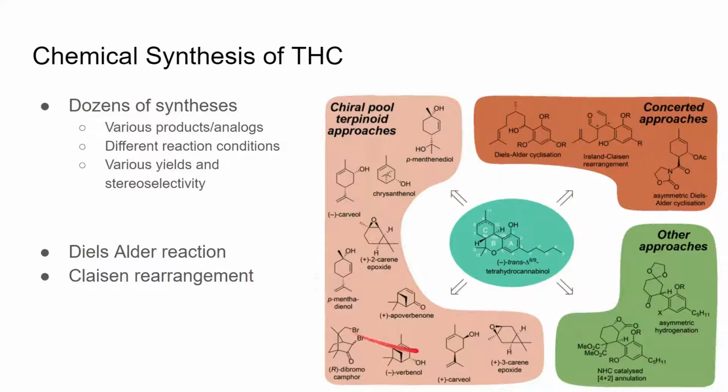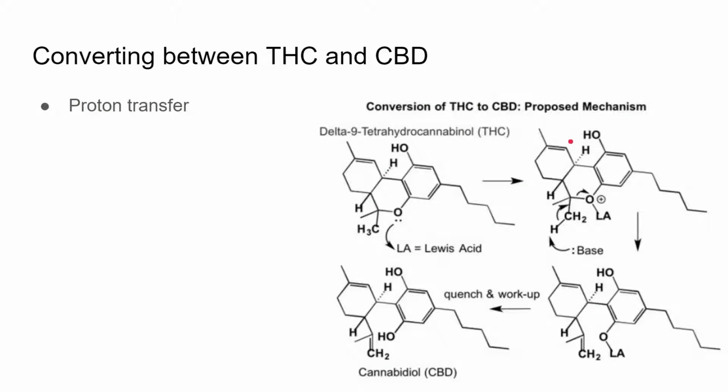There are many chiral approaches here, but two I would like to point out are the Diels-Alder reaction synthesis, where it undergoes reaction at this double bond, and then the Claisen rearrangement, which occurs at this oxygen. To convert from THC to CBD, it's a very simple proton transfer, where this oxygen's lone pair attacks a Lewis acid, and then a base breaks this carbon and oxygen bond. Water kicks off the Lewis acid, and you turn this oxygen here into an alcohol group, which is CBD.